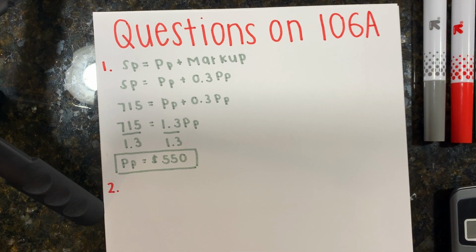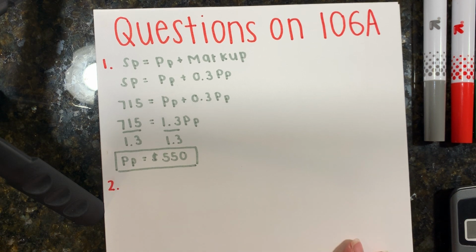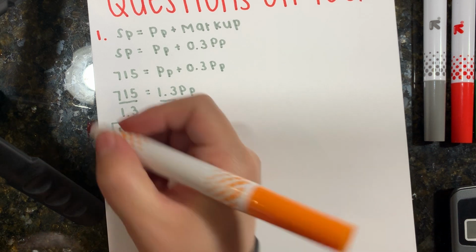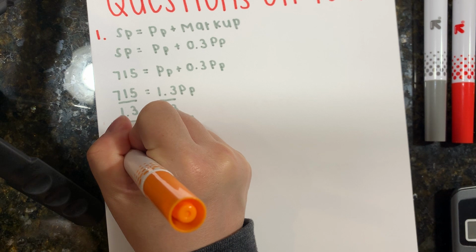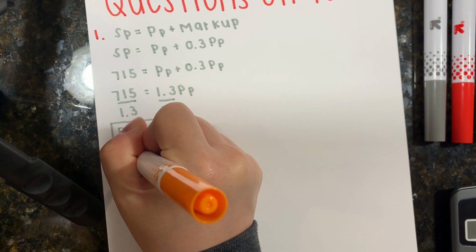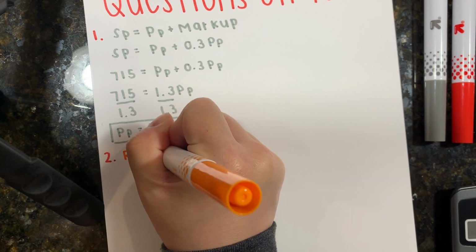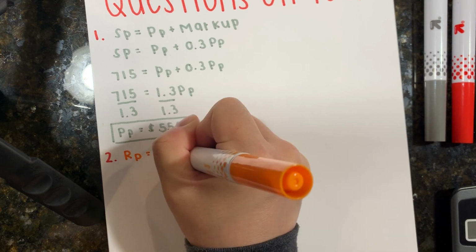Now looking at number 2, it says a plane could go 6 times as fast as a small car. Thus, the plane could go 1,200 miles in only 1 hour less than it took the car to go 250 miles. Find the rate and the time of the small plane and the rate and the time of the small car. So when it says the plane could go 6 times as fast as the small car, that means the rate of the plane is going to be 6 times the rate of the car.